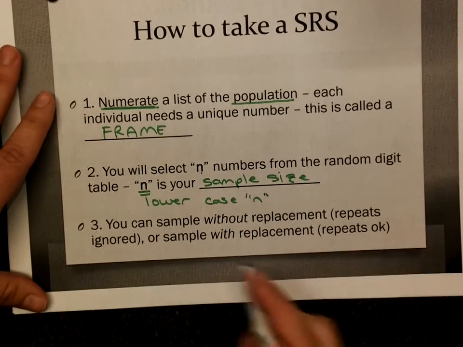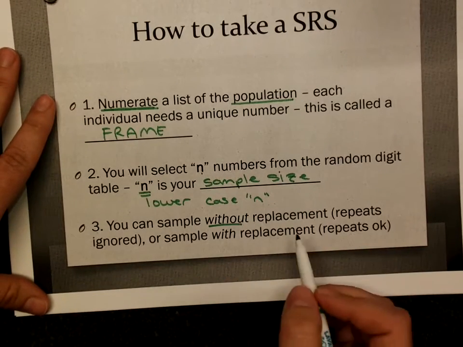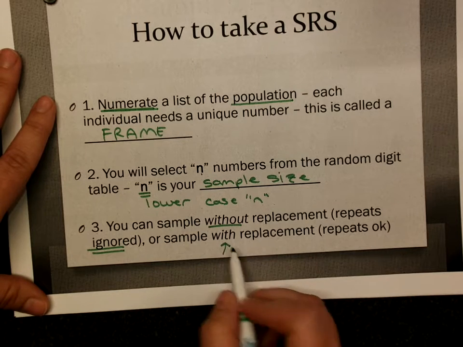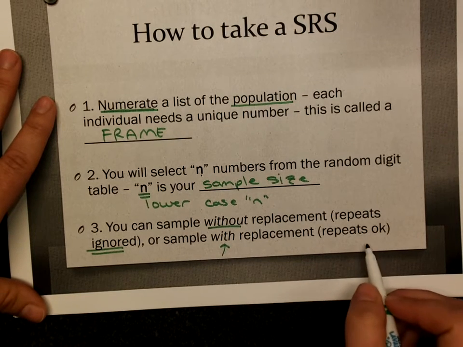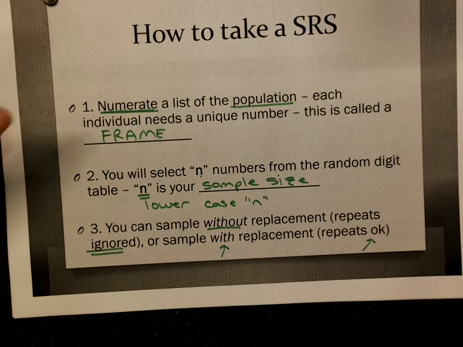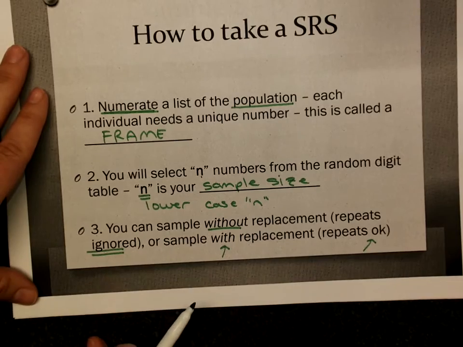There's 2 different ways to sample. You can sample without replacement, which is when you ignore any repeats, or sometimes, not very often, you sample with replacement where repeats are okay. This is like a raffle. If they draw the same number twice, they disregard it, or sometimes you just get to win both prizes. But we're going to be sampling without replacement most of the time.